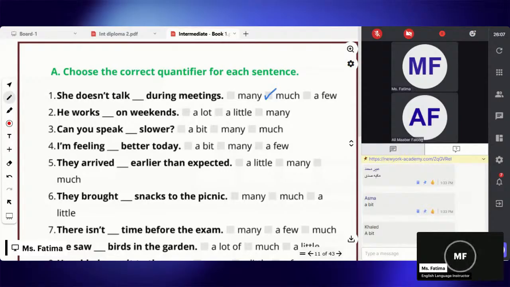Mr. Ali, number three. Yes. Can you speak much slower? What do you think? Can you speak a bit slower? Or can you speak much slower?